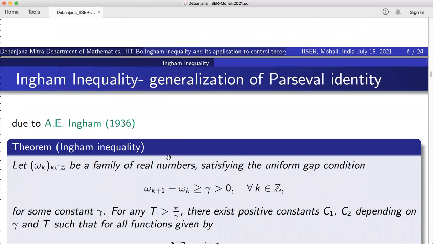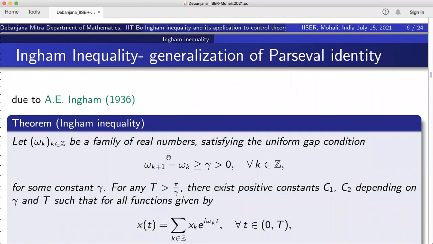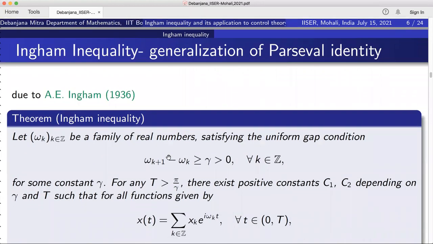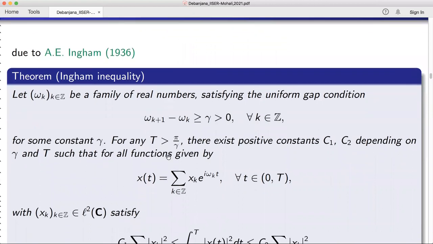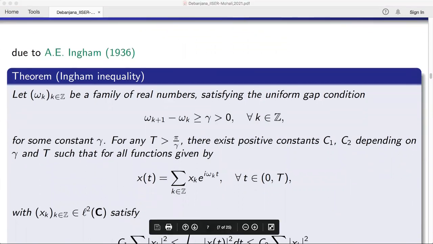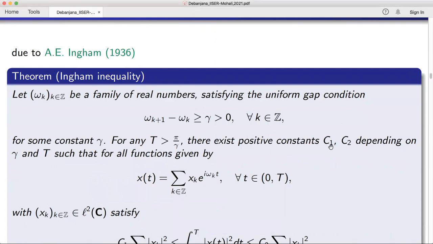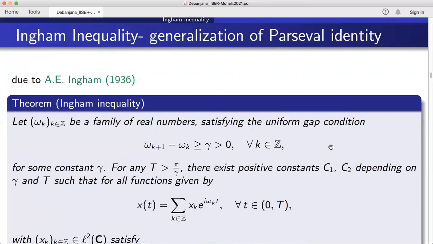And that's where the Ingham inequality came into the picture. Okay, so I will start that. Is there any question so far, or is it okay? Yeah, at least from my side. Okay, but it's audible, no? Yes, yes. Okay.